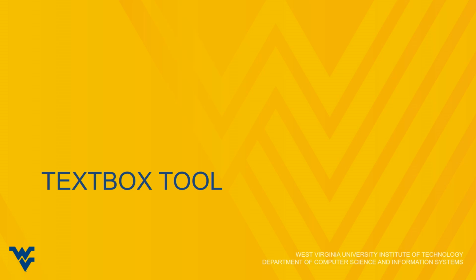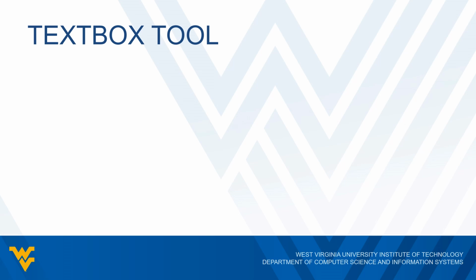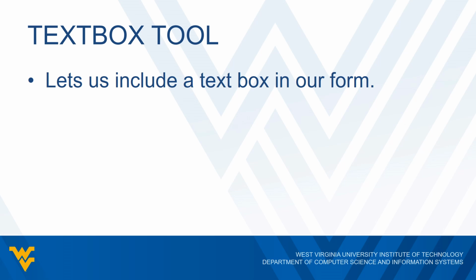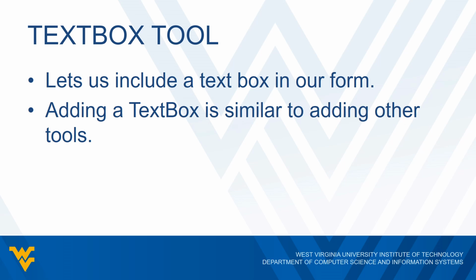We'll next discuss how to use the text box tool. The text box tool simply allows us to include a text box in our form, hence why it's called the text box tool. The way we would add a text box is similar to how we would deal with labels or buttons or any other tool. We can just click and drag, but everything you need for the tools would be found in the toolbox window. And the text box tool is one of those.